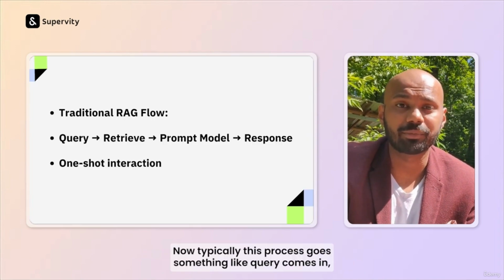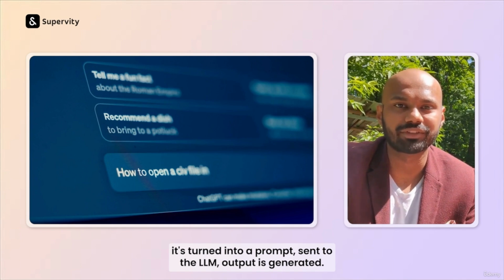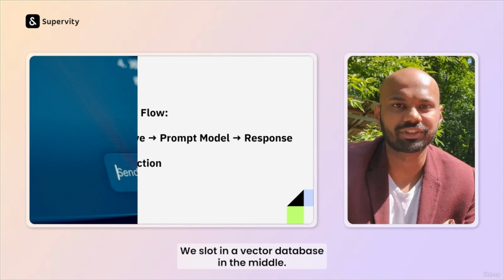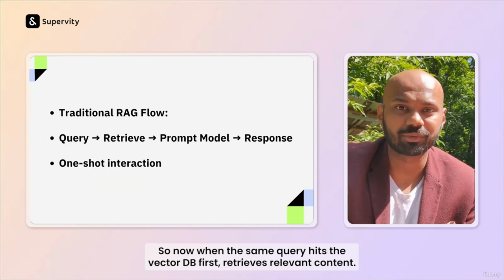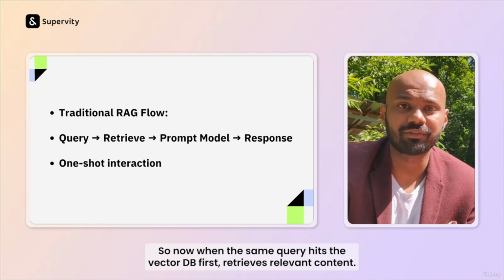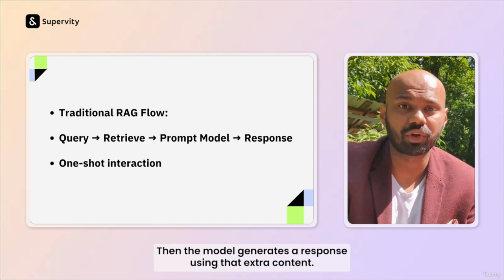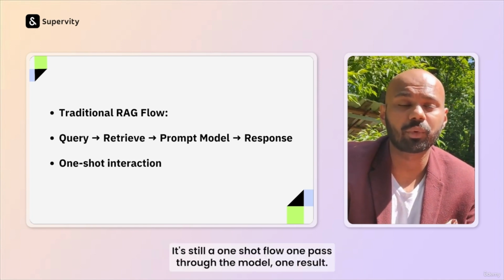Now typically this process goes something like: query comes in, it's turned into a prompt, sent to the LLM, output is generated, done. With RAG, we slot in a vector database in the middle. So now when the same query hits, the vector DB is queried first, retrieves relevant content, then the model generates a response using that extra content. It's still a one-shot flow, one pass through the model, one result.